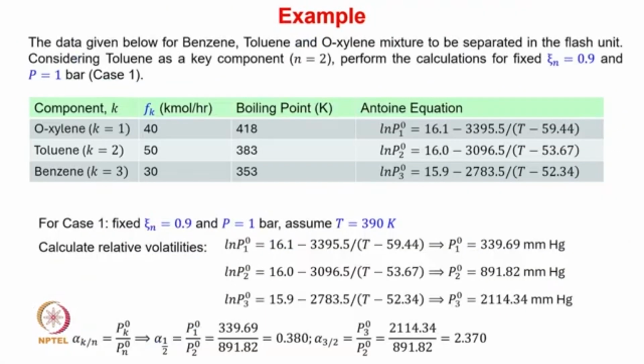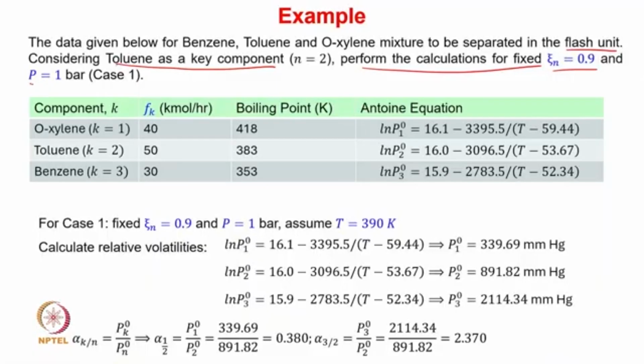So in this case there is a mixture of benzene, toluene and orthoxylene which has to be separated in a flash unit. Now in this case, toluene we have to consider as a key component, okay, and we wanted to perform the calculation for the fixed zeta n equals 0.9. So we are assuming that the split fraction of the toluene from the feed to the vapor is 0.9, isn't it? And we are also starting with the fixed value of P, which equals 1 bar in this case.